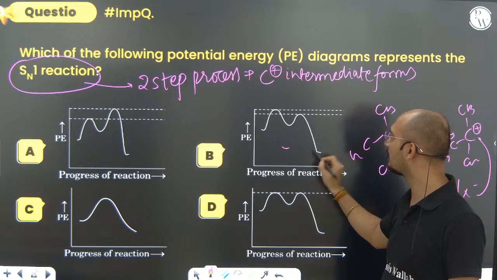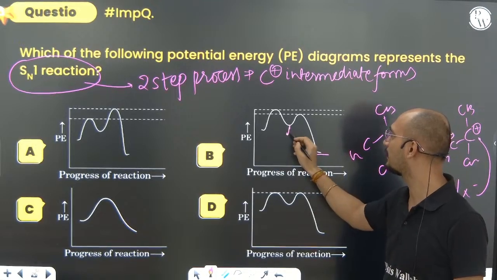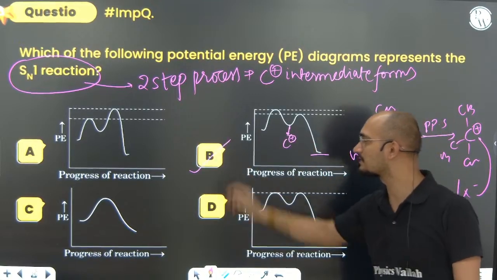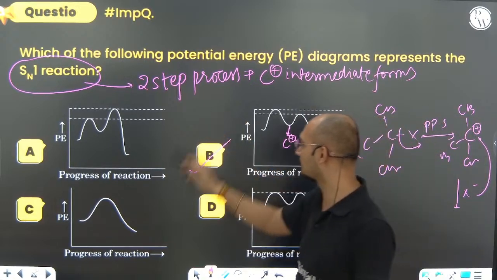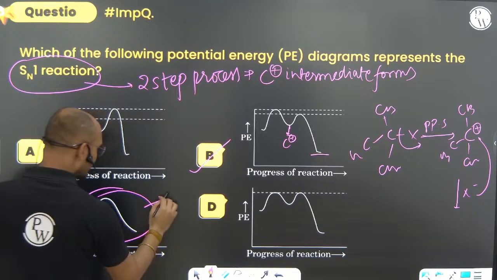So ultimately it will be the final product. So here what has happened? Carbocation formation. So option B is the correct option. But if it was an SN2 reaction, for an SN2 reaction, it is like that.